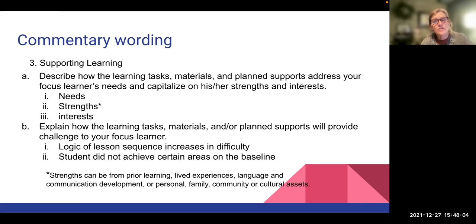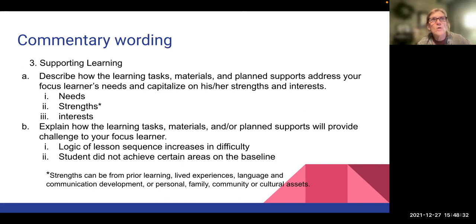And then B asks you to provide proof that your instructional strategies will provide challenge. Now, if your student did a baseline, it's pretty easy to challenge. If they only could answer 2 out of 10 on a particular skill, then you're pushing them to get a 10 out of 10. That's challenge. That's within range, but beyond where they are right now. So that's what the EdTPA means by challenge.